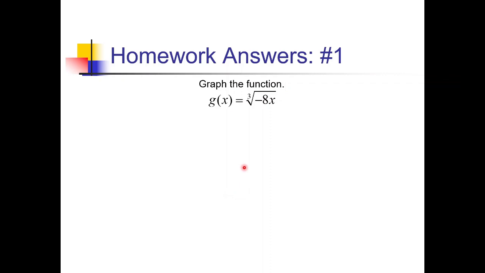On this problem, we're trying to graph this g function. First, let's figure out what transformation is happening. This -8 inside the cube root function is doing two things. The negative gives us a horizontal reflection, and the times 8 is giving us a horizontal shrink. So both those things are happening.